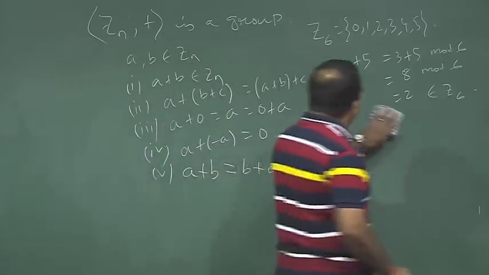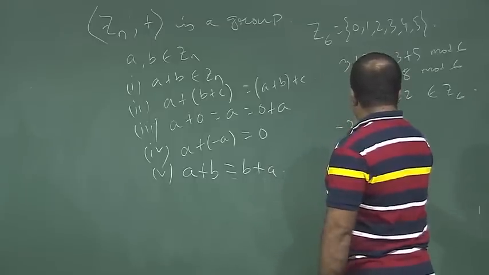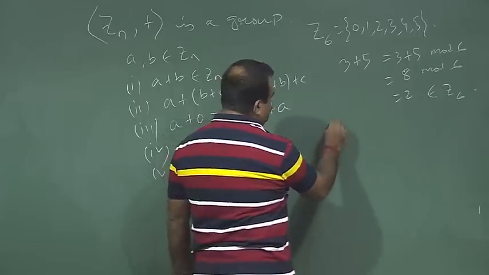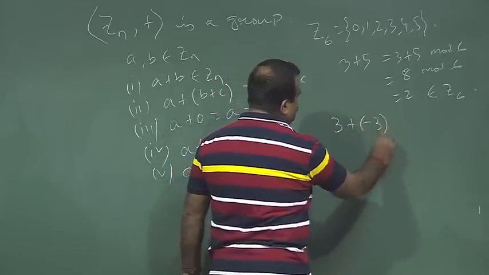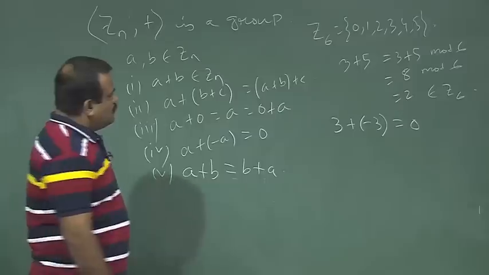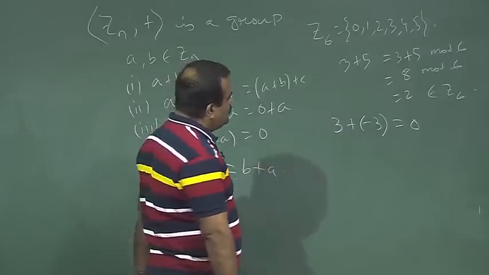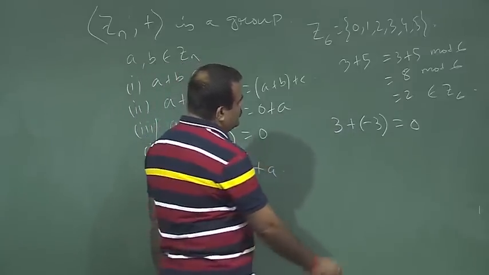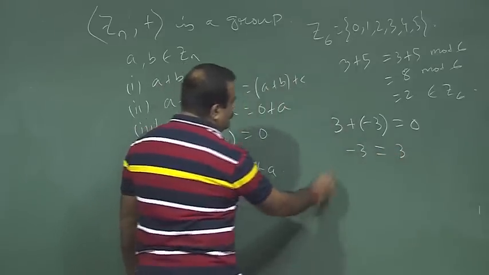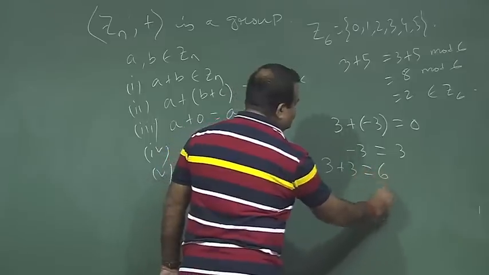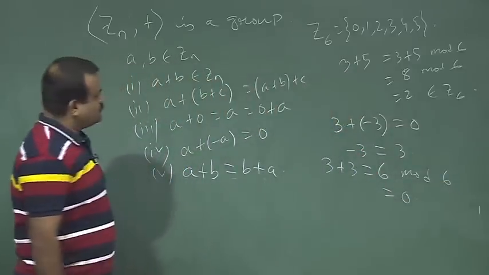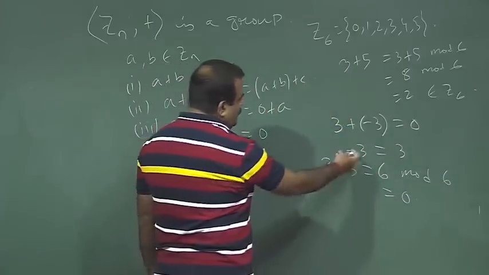So, what is the inverse, minus 3? So, 3 plus minus 3 should give us 0. Okay. So, it is a mod 6 operation. So, minus 3 is basically plus 3, because if we take 3 plus 3 it is 6. So, 6 mod 6 is basically 0. So, 3 plus 3 is basically 6.